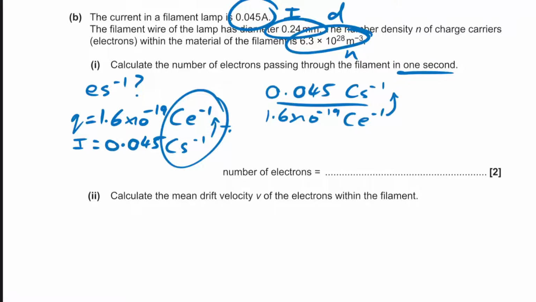And what does that give us? So 0.045 divided by that. It gives us 2.8, let's get 2 sig figs, times 10 to the 17 electrons per second.